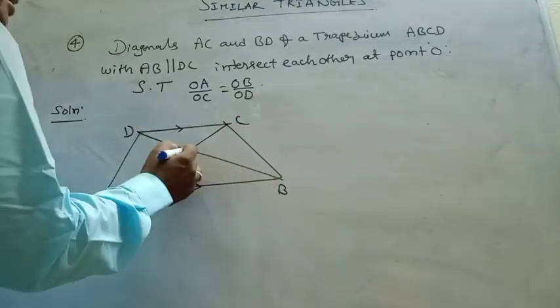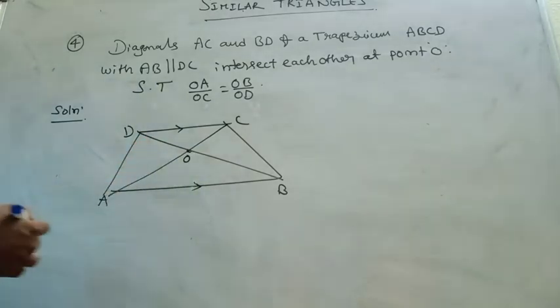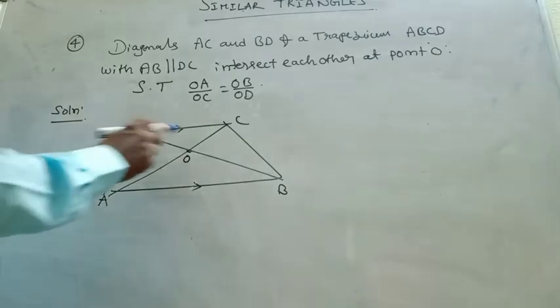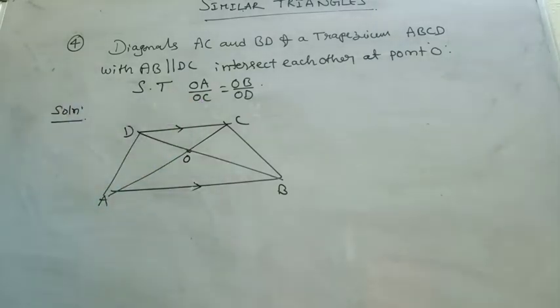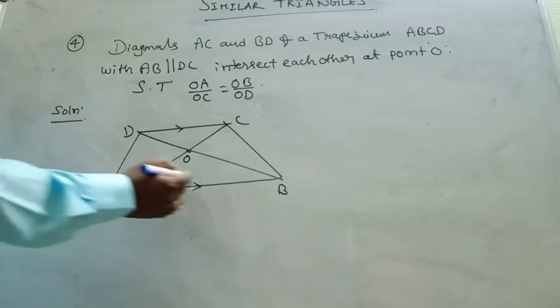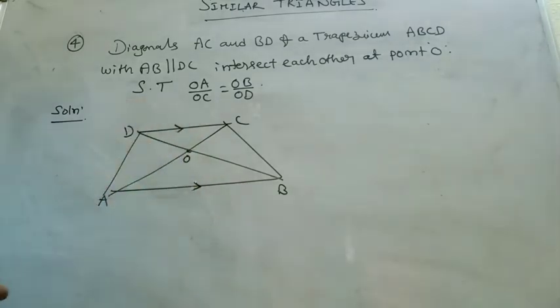Show that OA by OC is equal to OB by OD. OA by OC equal to OB by OD. That is what we require to prove, my dear students. How are we going to achieve this? These two are parallel here. Once they are parallel, we need to prove OA by OC equal to OB by OD.